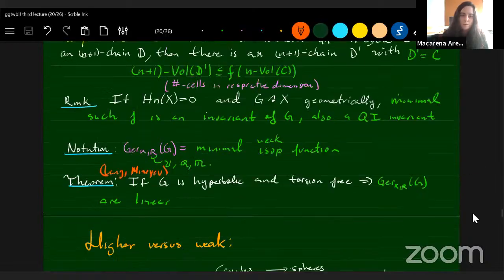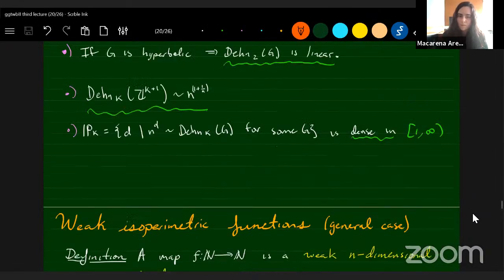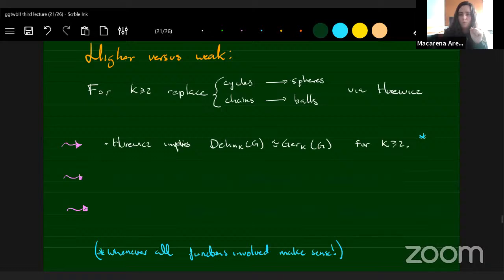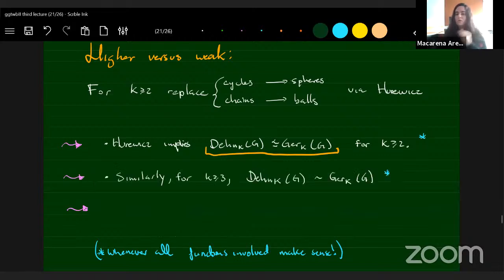Okay, and you might have suspected this already, but there is a relationship between the higher Dehn functions and the weak Dehn functions, and it's given by Hurewicz's theorem. So for k larger or equal than 2, we can replace cycles for spheres and chains for balls to get the following bounds. When k is larger or equal than 2, the kth order Dehn function is asymptotically smaller than the kth order weak isoperimetric function. When k is larger or equal than 3, in fact, these are equivalent.